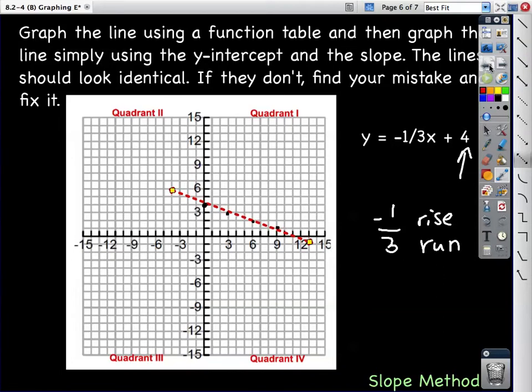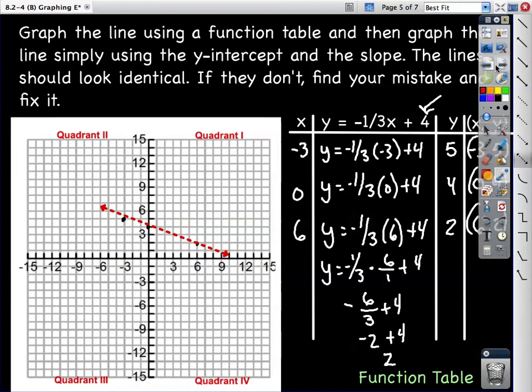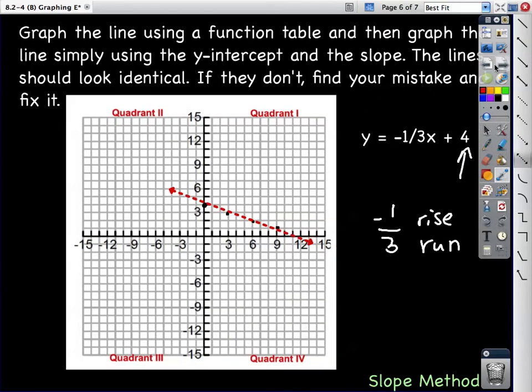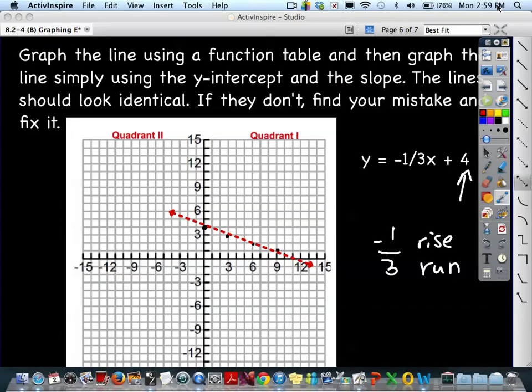So if we take a look at both these lines, they look the same. That means we must have done it correct. If they're different, you need to figure out where you made a mistake and fix it. So on the worksheet, I'm going to give you equations like this. I'm going to ask you to graph it two different ways. First, use a function table. Second, use the y-intercept slope method to find your points. And if they match, you know you did it right. All right, guys, good luck on the assignment. I know you'll do great.